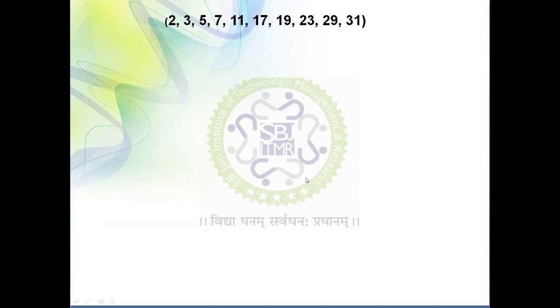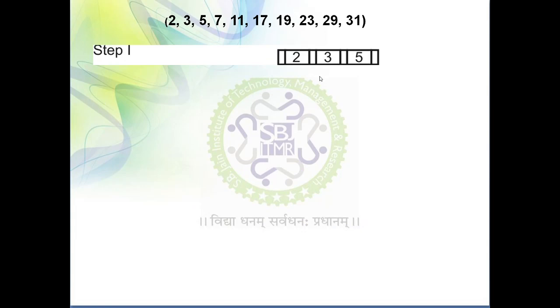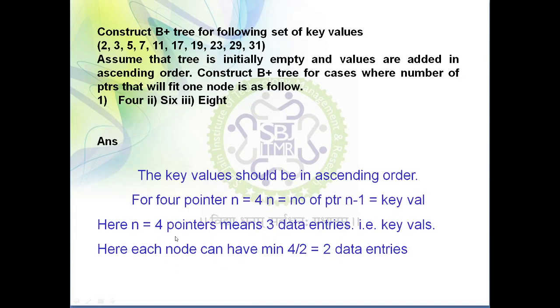So what we understand here, suppose this is my node, and here the value of n is 4. So in this case, what is the minimum number of values that we can keep in a particular node? 2. And what is the maximum? We can keep a maximum of 3 values in this node. Okay, so these are the necessary things that you need to understand before constructing this B+ tree.